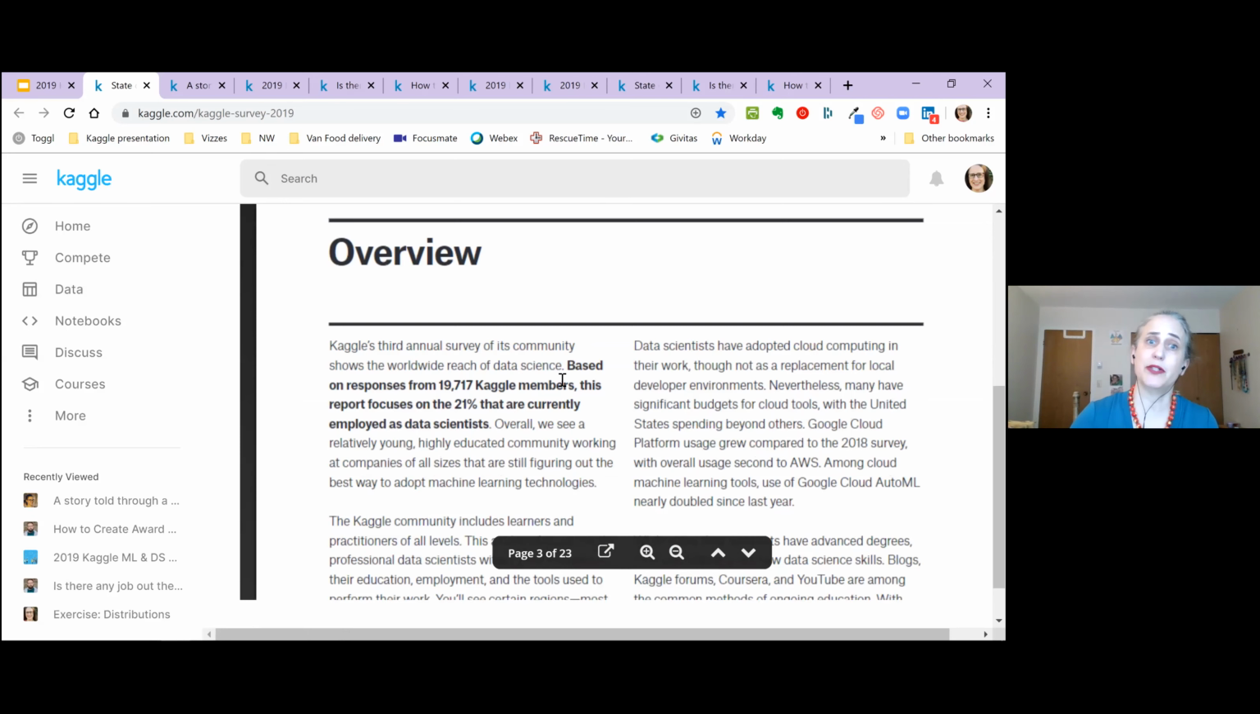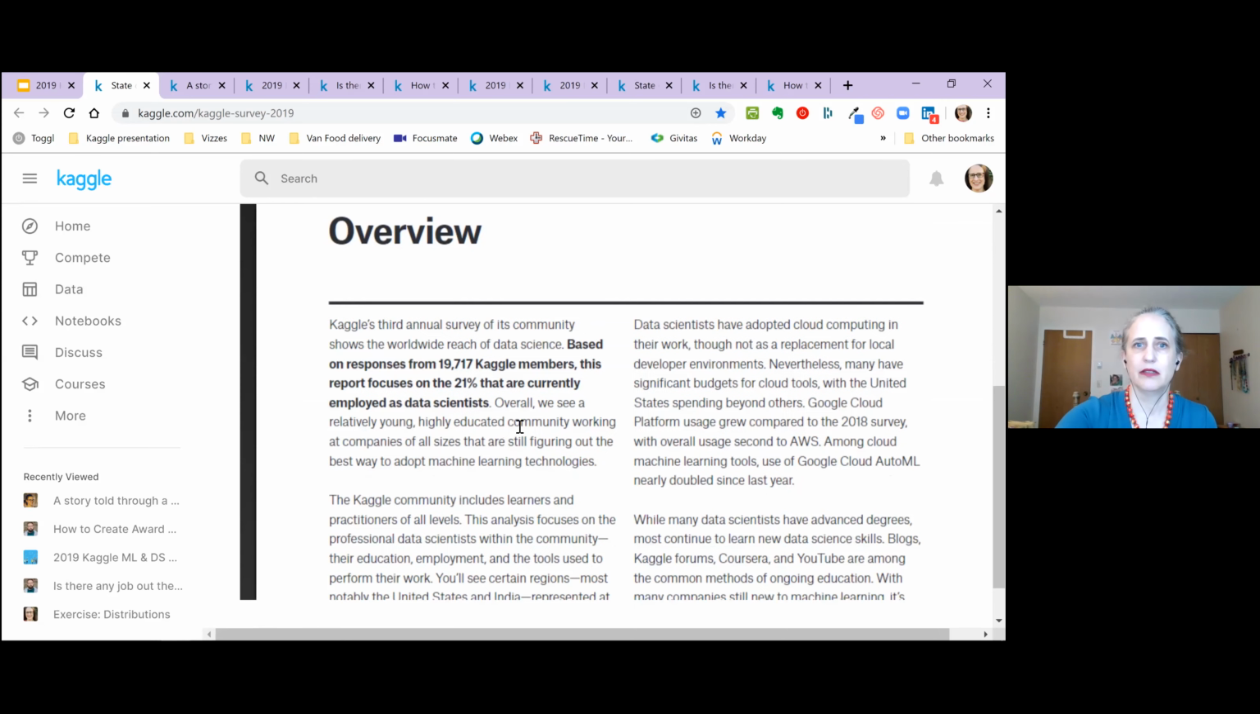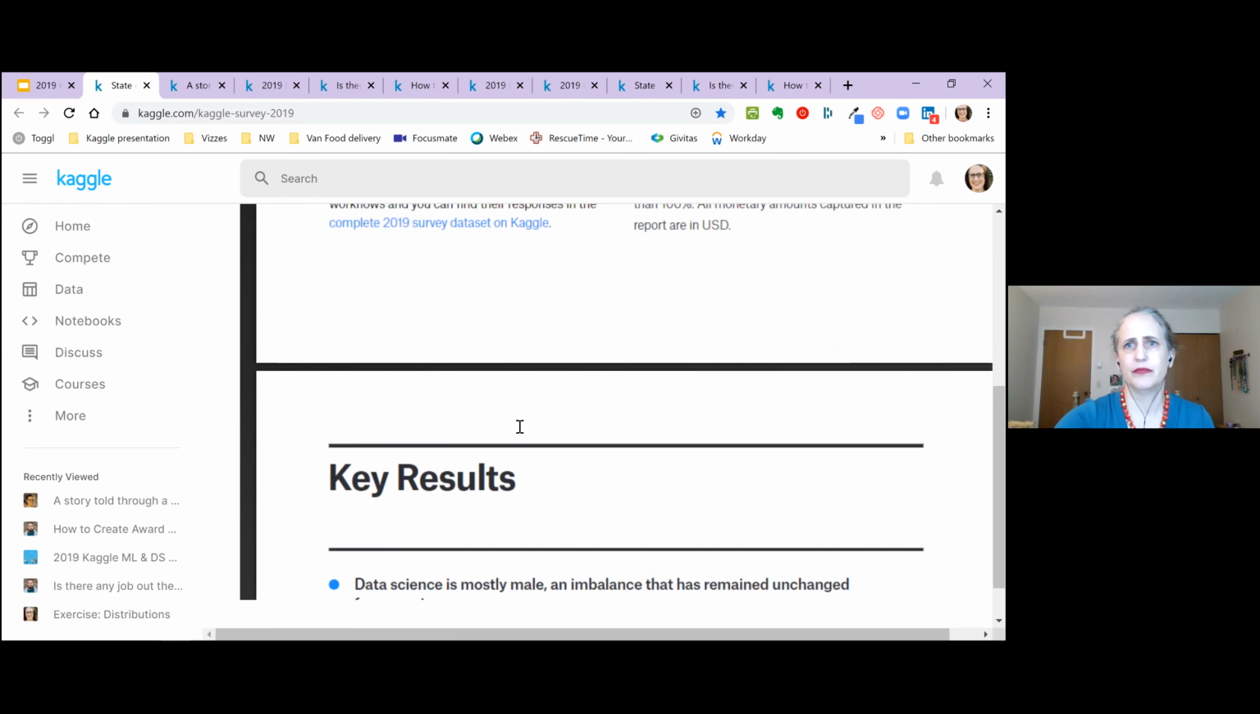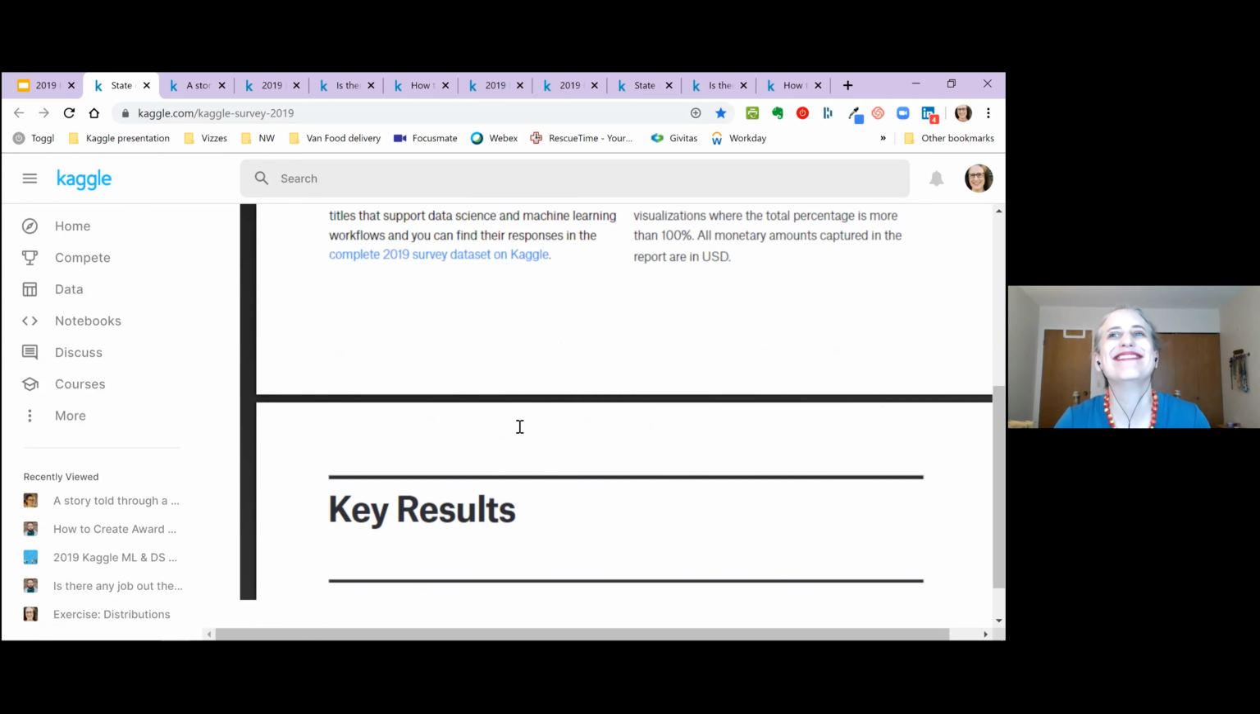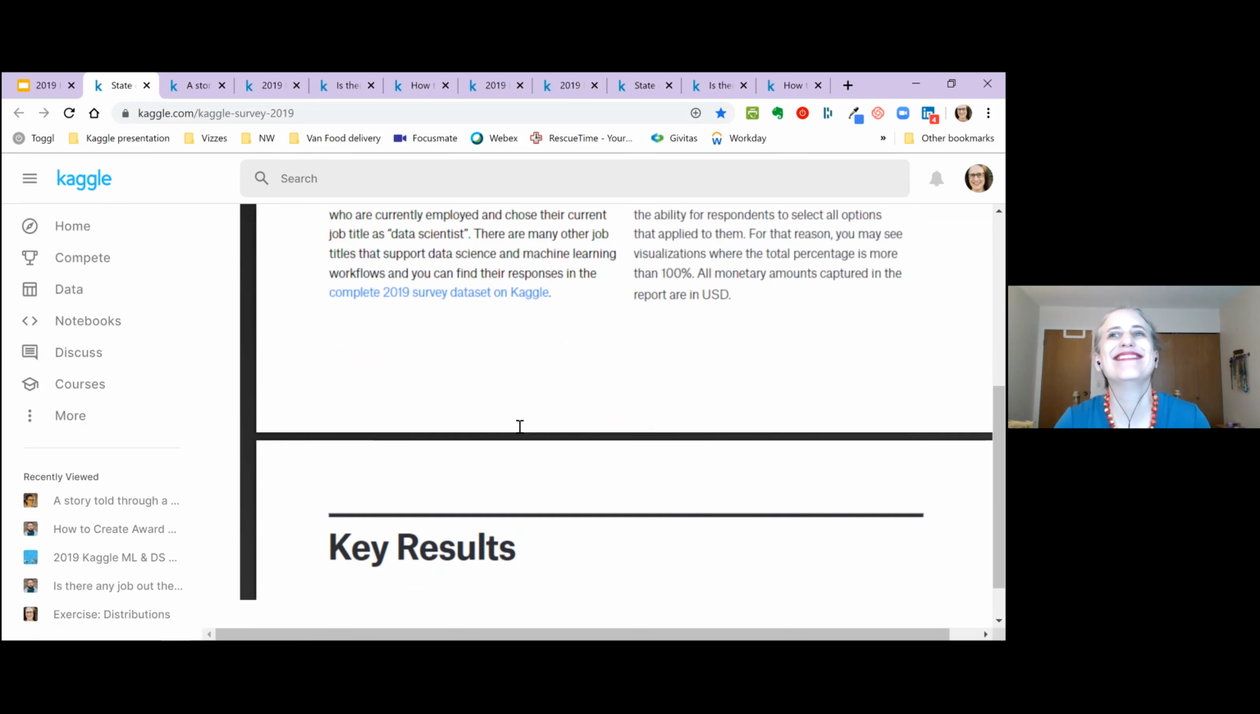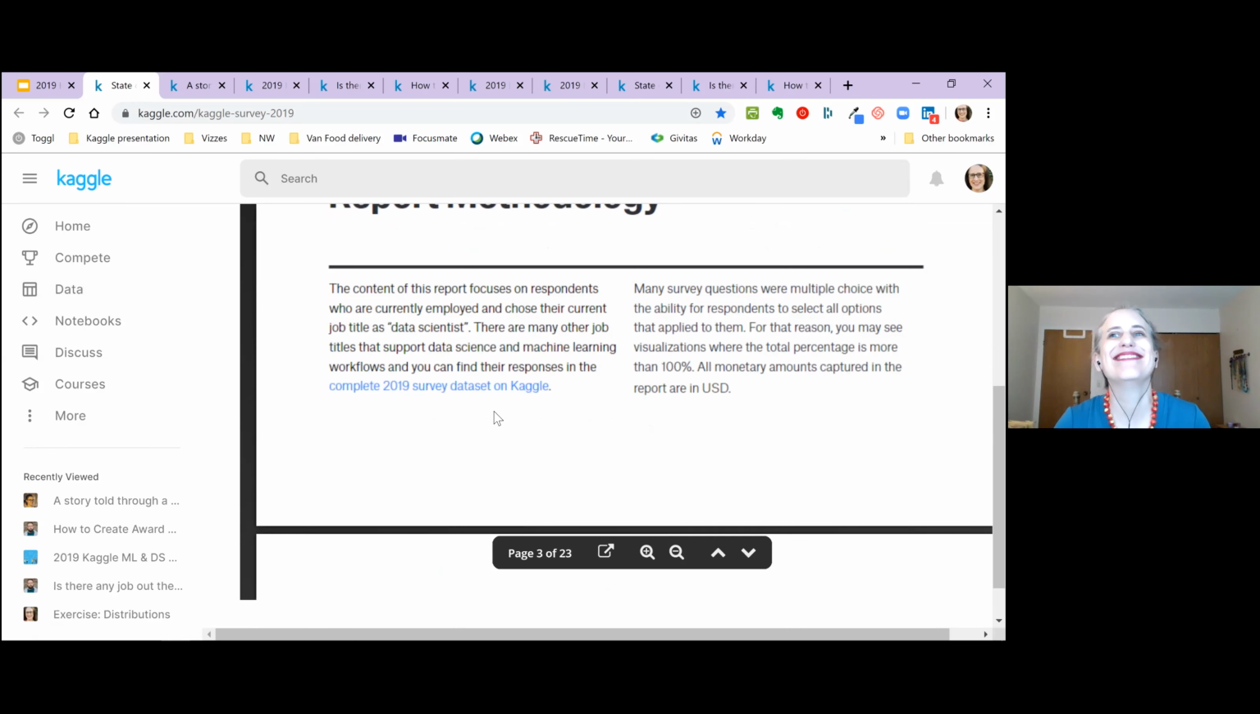Only 21% of the 19,717 Kaggle members who replied say that they are currently employed as a data scientist. Yes, a quick question here. So, sorry, we're reading that. Does that mean that they only took into account the people that said that they were data scientists? No. Okay. For this report, yes.